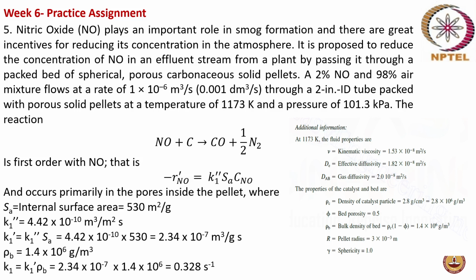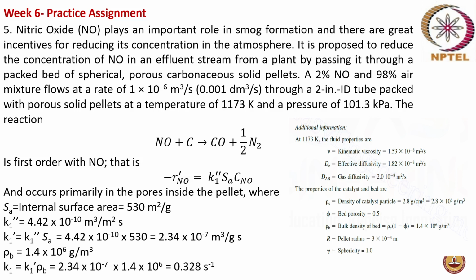And the properties of the catalyst and the bed are rho C, which is the density of the catalyst particle. It is equal to 2.8 gram per centimeter cube, which is nothing but equal to 2.8 into 10 power 6 gram per meter cube. The bed porosity is given by phi, which is equal to 0.5. And your bulk density of the bed is given by rho B. Rho B is equal to rho C into 1 minus phi.